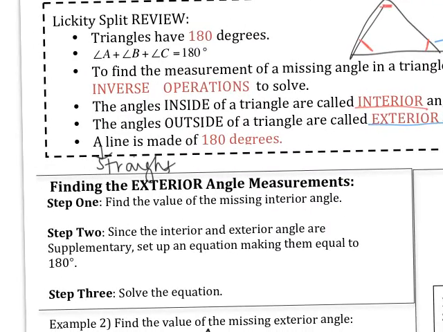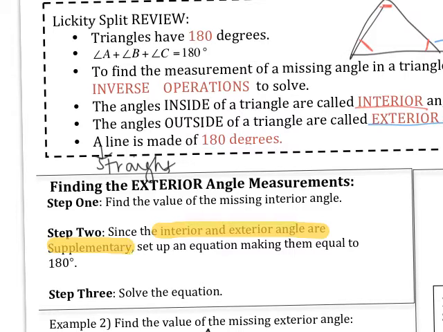Finding the exterior angle measures. We're going to look at this a little bit more on Tuesday. I have a little activity for us to see really why it's working this way. But you want to find the value of the missing interior angle. Step 2, since the interior and exterior angle are supplementary, so that's something that you might want to highlight. So interior and exterior angle are supplementary.